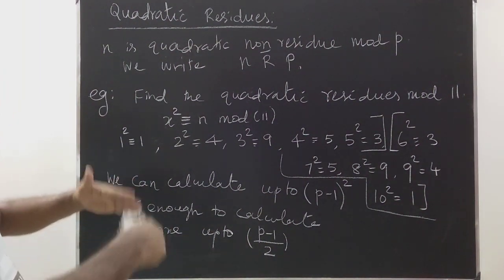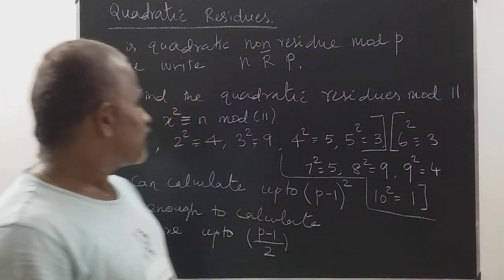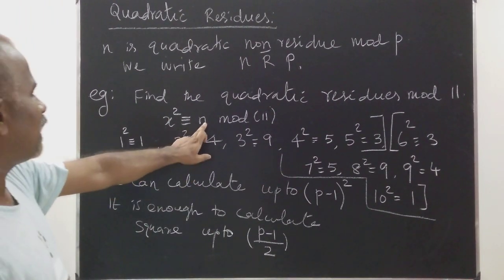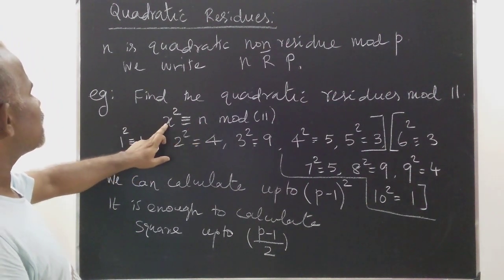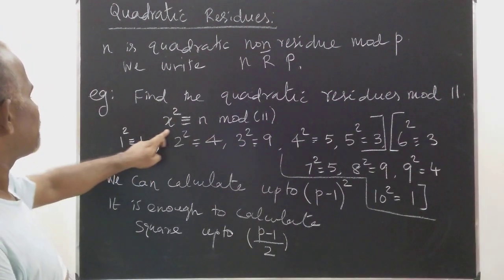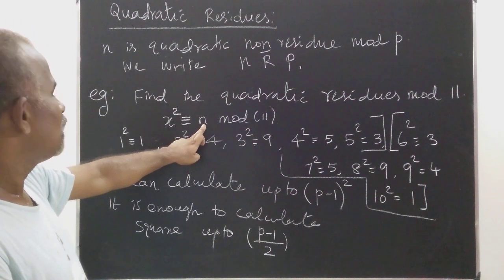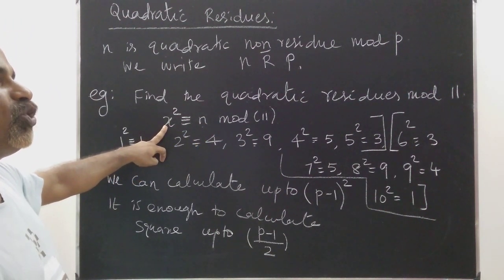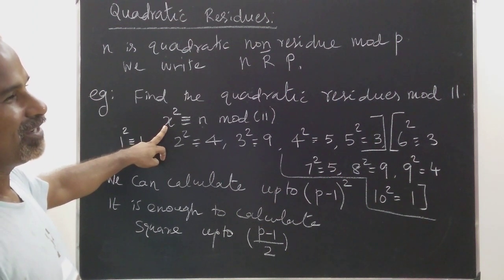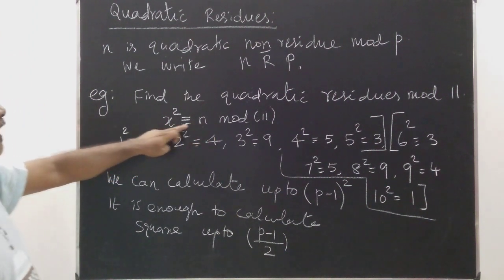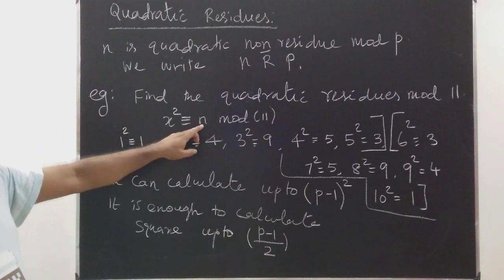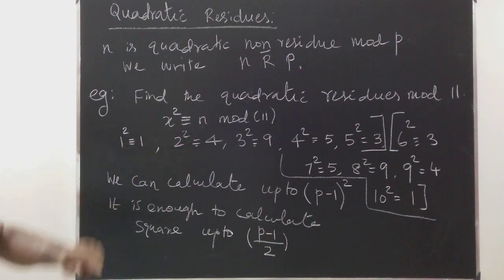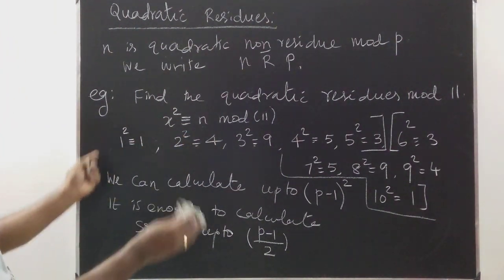So what are the remaining things up to 10? 1 is there, 2 is not a quadratic residue. Suppose you take 2 here, no such x satisfies this equation. Suppose n is equal to 2, which x satisfies this congruence? No such x exists. So therefore 2 is not a residue. Therefore 2 is a non-residue. Okay, understood. So this is most important.